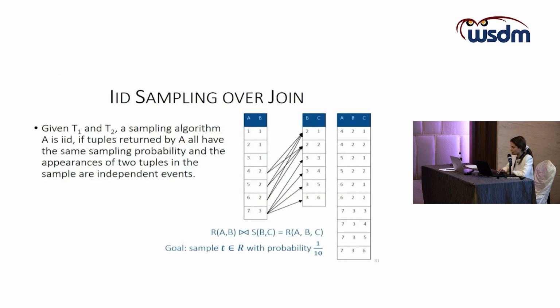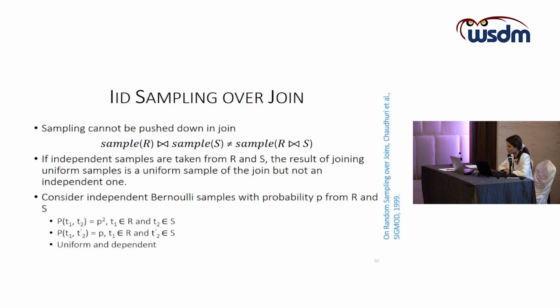So, for example, here I have two relations R and S, and as a result of natural joining them on attribute B, we may get 10 tuples. If I sample from the result of the join, I want the probability of each tuple being in my sample to be 1 divided by 10. And of course, I want independence between tuples.